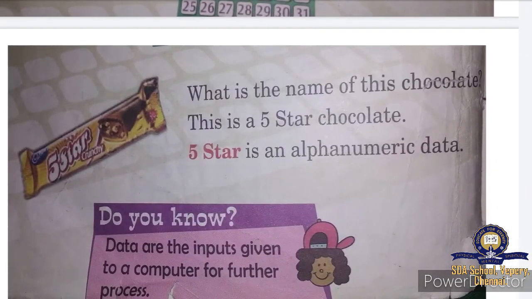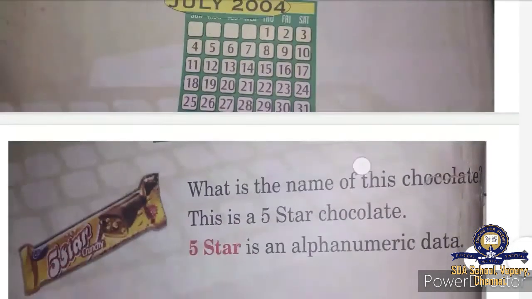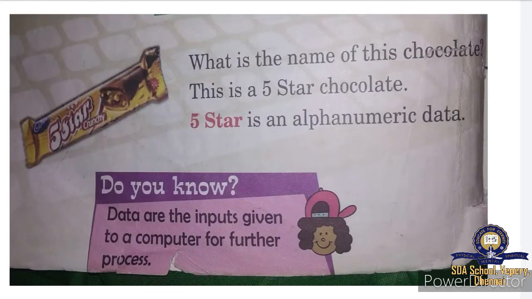Here there is one more example you can see. What is the name of this chocolate? This is a 5-star chocolate. You can see a number 5, following that STAR in alphabets. It is an alphanumeric data. This is also an example for alphanumeric data. So July 2004 and 5-star, both are examples for alphanumeric data.